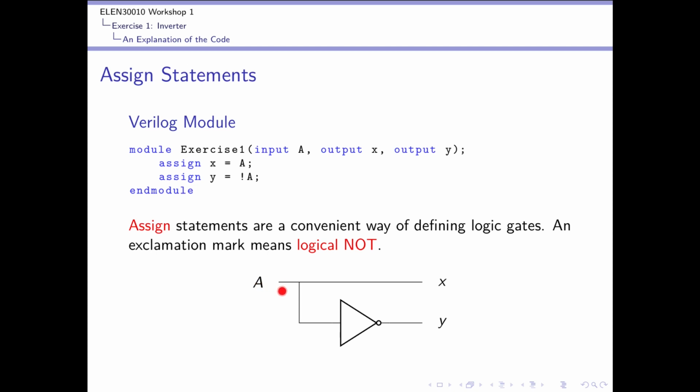So if A is logic 0, Y is a logic 1, and if A is a logic 1, Y is a logic 0. Remember, in terms of voltage levels, that means if the input's at 0 volts, the output's at 3.3 volts, and if the input's at 3.3 volts, the output is at 0 volts.